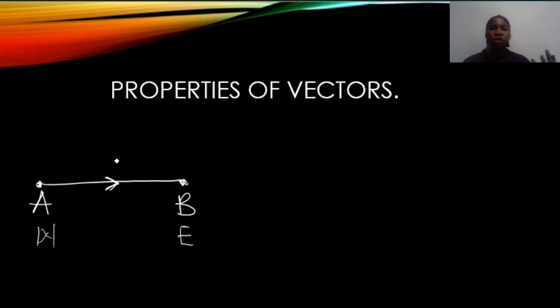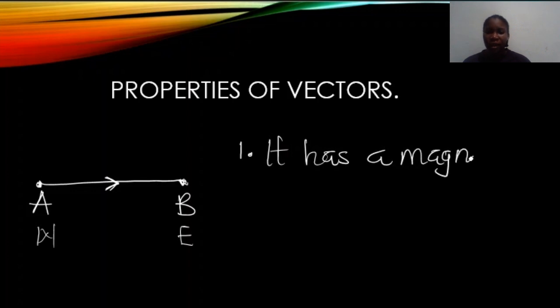Now, coming to the properties of a vector quantity, we are revising the properties so that you know the difference between a vector quantity and a scalar quantity. Firstly, the number one property is that a vector has a magnitude.